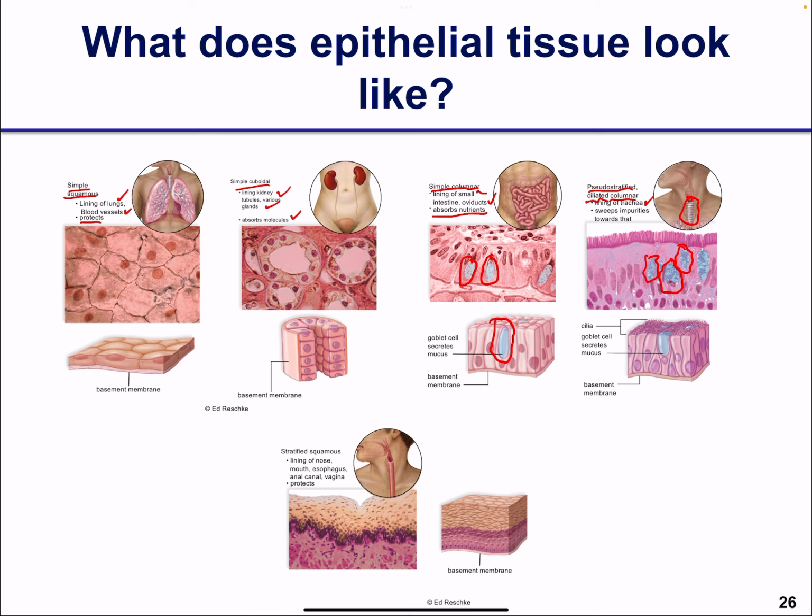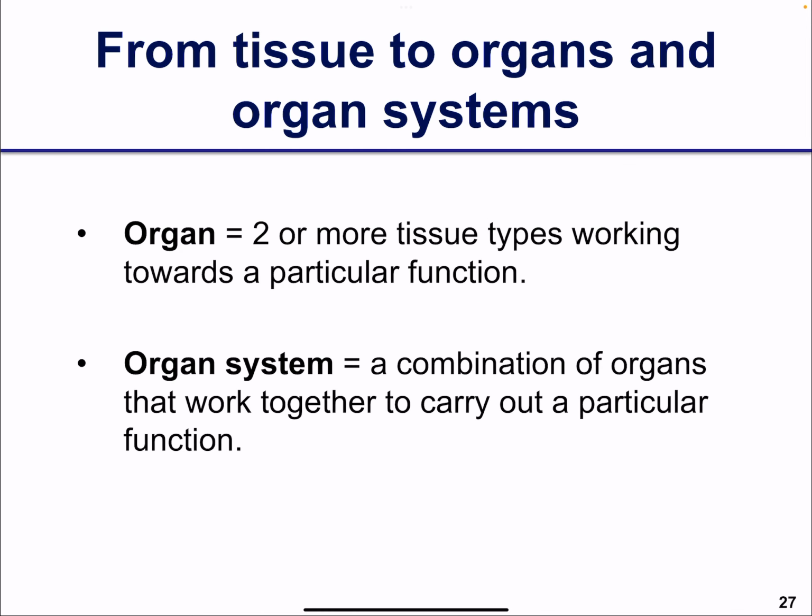And then we are going to have an example of stratified epithelium. So here we have the stratified squamous epithelium. That stratified squamous epithelium typically going to be found lining the nose, the mouth, the esophagus, the anal canal, the vagina, and its role is going to be to provide protection, right? Protection of the organ.